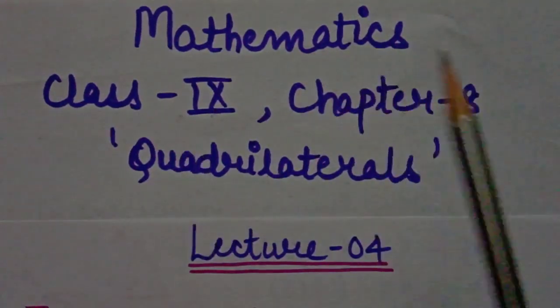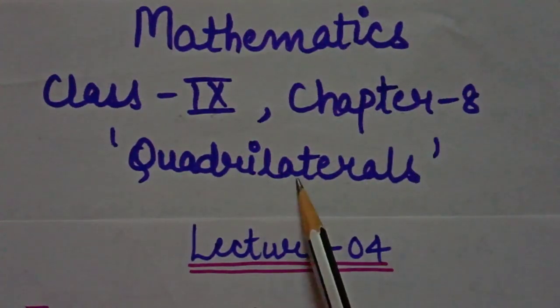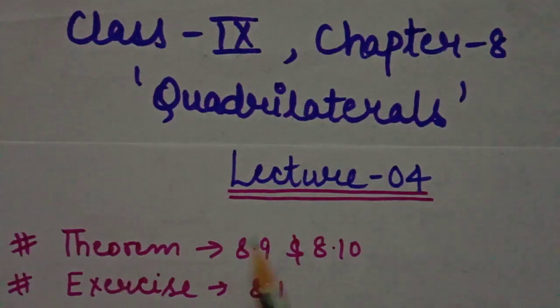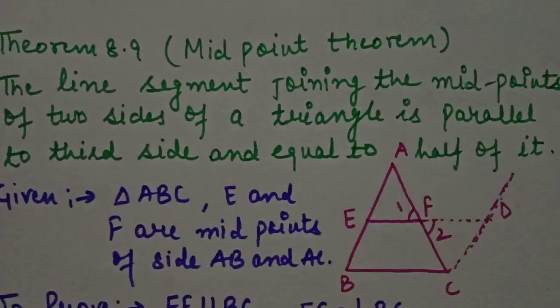This is class 9th, chapter 8, chapter name Quadrilaterals. This is lecture number 4. In today's lecture, we will discuss theorem 8.9 and theorem 8.10 and some remaining questions of exercise 8.1. This is our lecture number 4 today. So students, we will start our lecture with theorem 8.9.